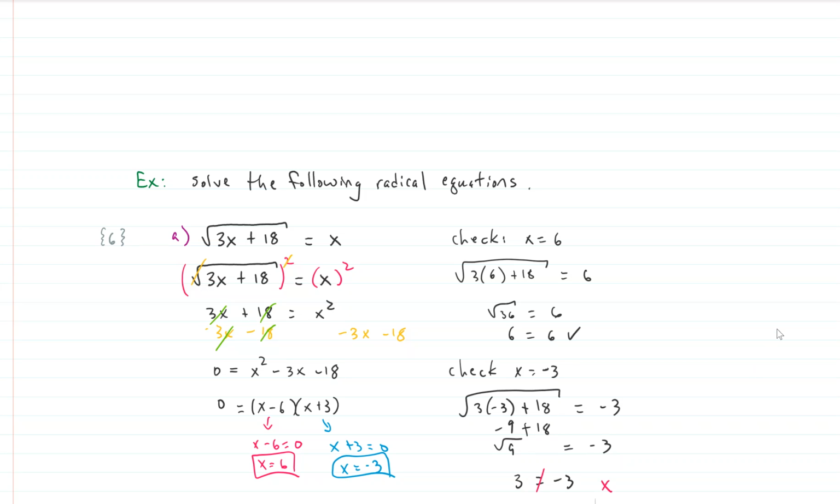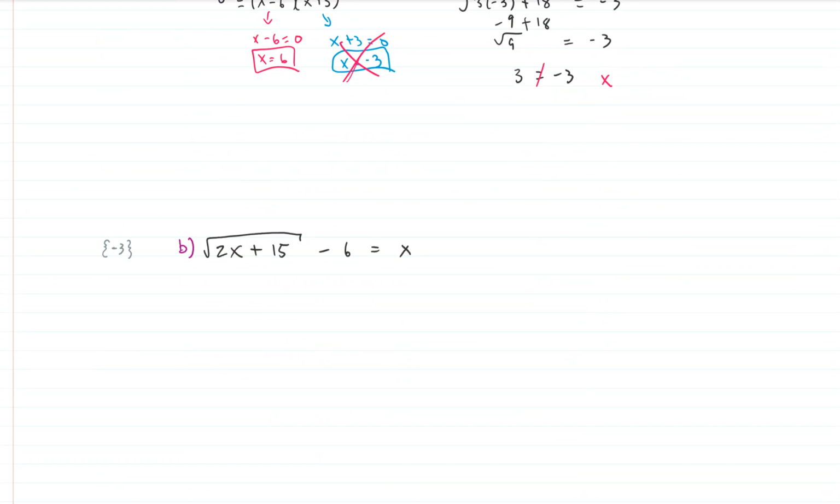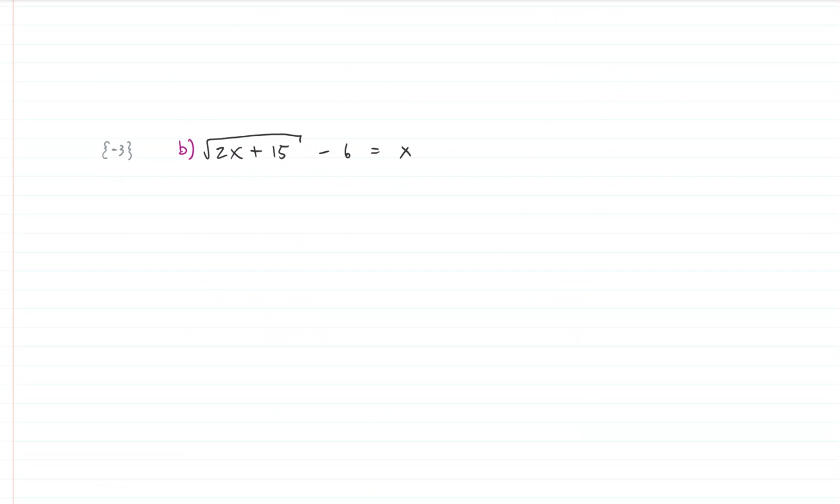So x equals negative 3 is extraneous. It is a fake solution. It's not a valid solution. So we don't use it. This one's no bueno. So our only solution then is x equals 6. That's our solution. Let's move on to our next problem.